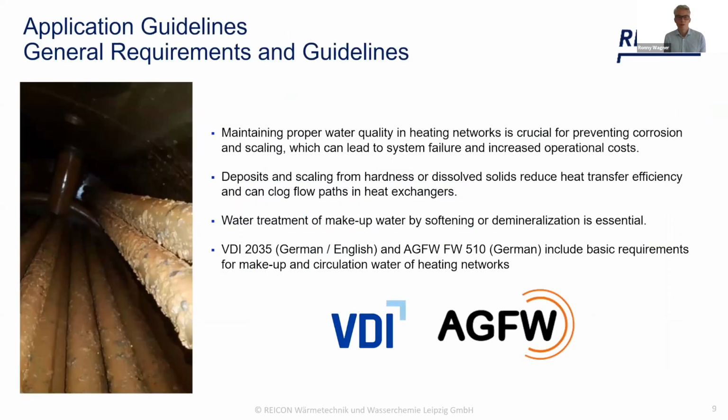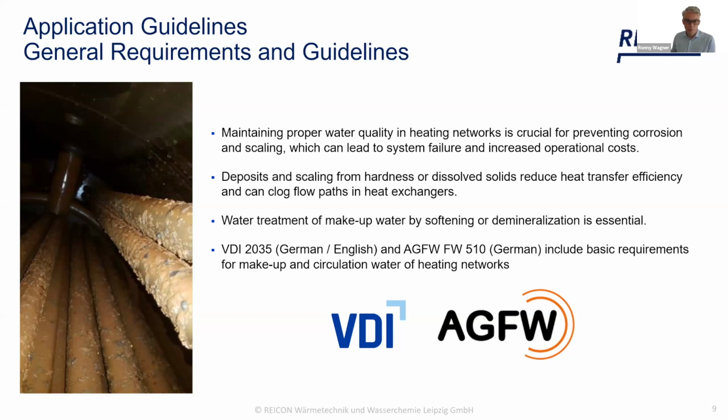In general, it is very important to keep a proper water quality in those heating networks to avoid any kind of scaling and corrosion, because this will lead to failures and stops maybe and leakages, which increases the maintenance and also the operational costs, because these deposits, especially from scaling, have a main impact on the heat transfer. So they reduce the efficiency and they can clog flow paths and heat exchangers, which need to be replaced and cleaned, for example. Here, the water treatment of makeup water by softening and demineralization is essential.